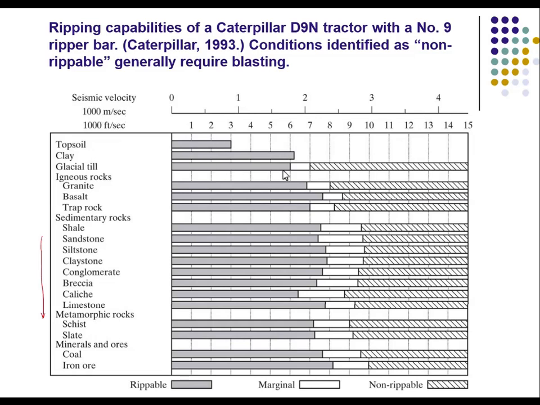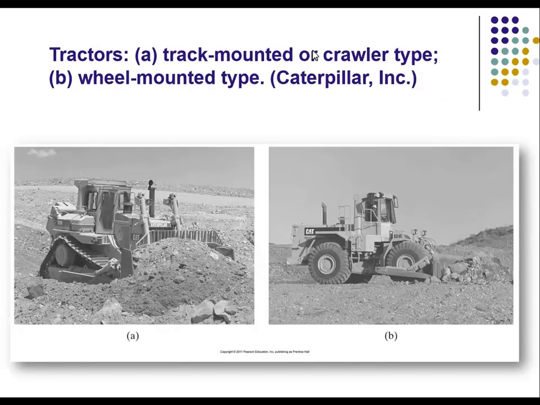And as you can see, as the shear wave velocity increases, it becomes harder and harder for any kind of equipment to excavate. So if you look at the gray area, which is right here for clay glacial till, these materials are easily rippable when the shear wave velocity is less than 2000 meters per second. But if it is really a rock, then you need to plan for a lot of effort to remove the material, or sometimes we have to use the technique of blasting.